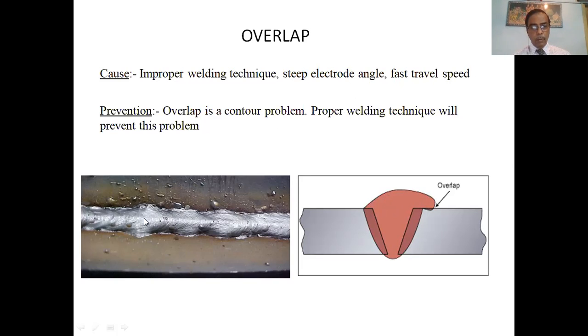The bead is not correct. This bead is correct, but this bead is not correct, so some overlapping is there. Prevention: overlap is a contour problem. Proper welding technique will prevent this problem. Welding technique must be improved, and skilled labor is required. Parameters should be checked, controlled and set so that overlap is not there.